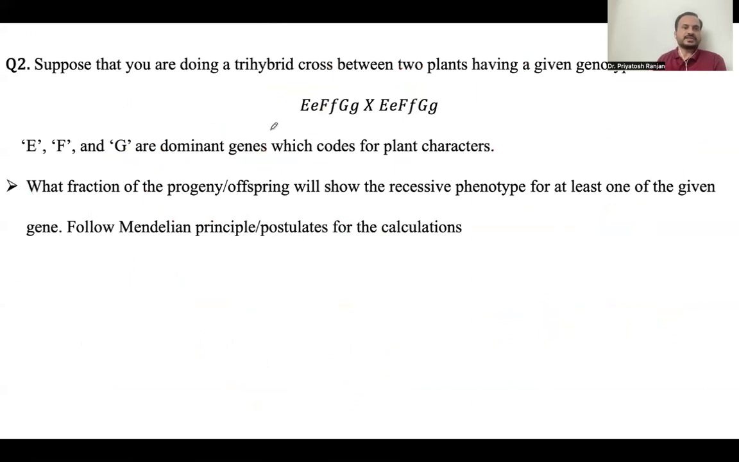Now let's move to the second question. Suppose you are doing a trihybrid cross between two plants having a given genotype, heterozygous for three genes, very clear. There is an involvement of three genes, E, F, and G, the capital ones are the dominant, needless to say, following Mendelian principles. What has been asked is what fraction of the progeny or offspring will show the recessive phenotype for at least one of the given genes. Now, read it very carefully. What fraction of the offspring will show the recessive phenotype for at least one of the given genes?